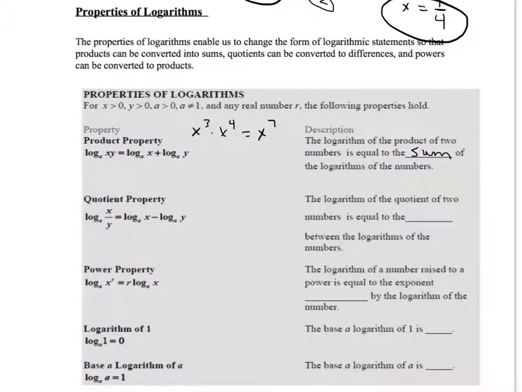Now, when it's the quotient property, think about this. If I had x to the 5th power and I were to divide that by x to the 2nd power, that would equal x to the 5 minus 2, which is x to the 3rd power. In other words, if we were dividing and we saw that we had the same base, all we would have to do is subtract the exponents. Now, look at your quotient property.